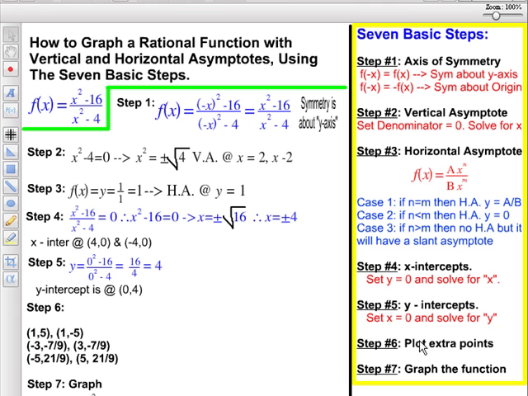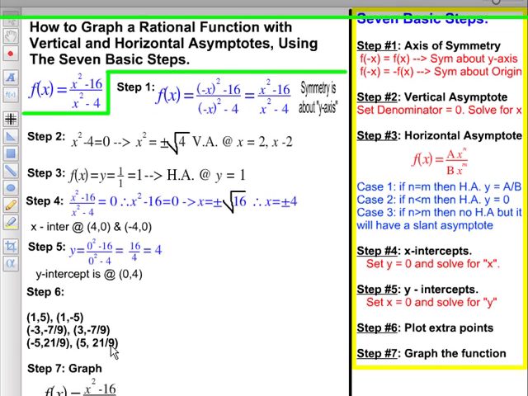Step 6. We simply plot extra points. So we choose points that are not the x-intercepts or the y-intercepts or the asymptotes. I picked 1 for x, and I plugged it into this function right here, where I ended up getting 5 and negative 5 for y. I did the same for -3 and -5. I plugged in -3 for x, I got -7/9, and for +3 I got -7/9. For -5 I got 21/9, and for +5 I got 21/9.